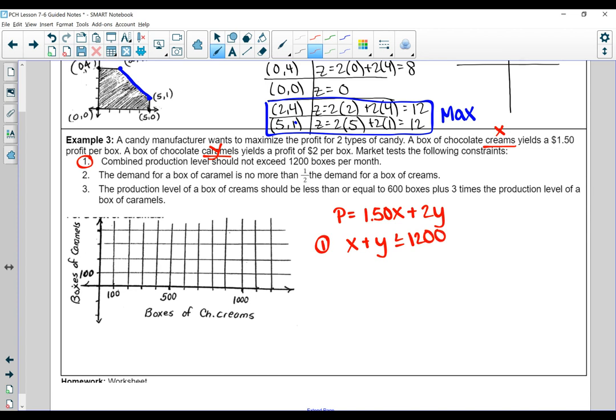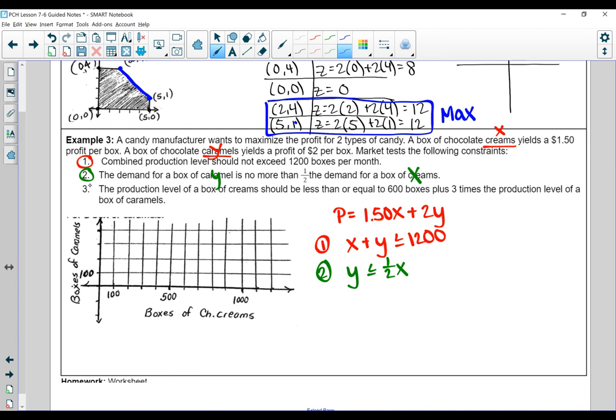First constraint, done. Okay, so my second constraint: the demand for a box of caramels is no more than 1/2 the demand for a box of creams. So caramels is Y, remember, and creams is X. So Y has to be less than or equal to 1/2 X.